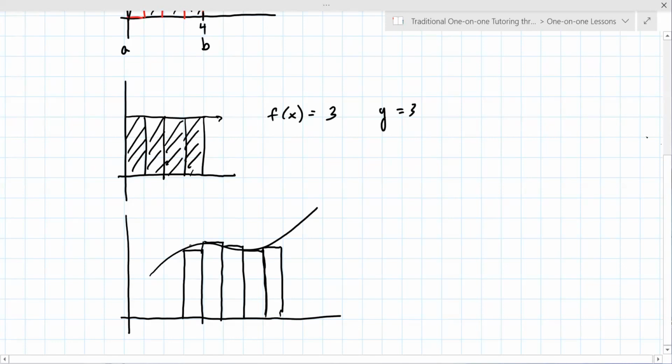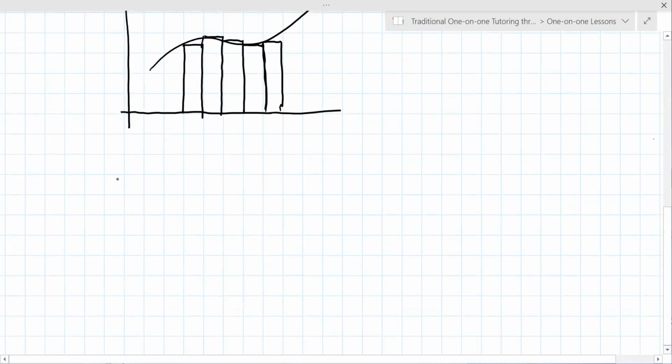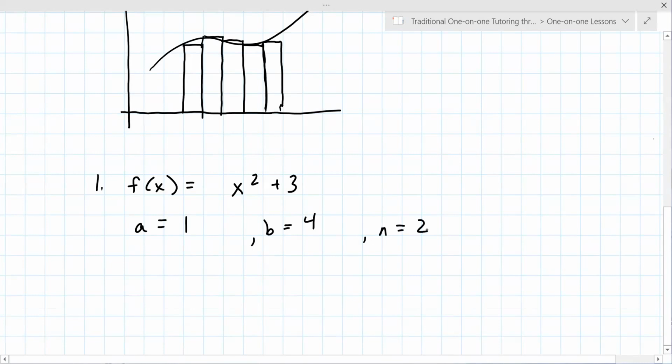The idea is that the more rectangles you have, the better the approximation is. But you can't just add rectangles. They have to give you the number, don't they? They have to tell you how many. So a fundamental part of this is that you have to be given some things. I have to say, okay, f of x equals x squared plus 3. I have to say a equals 1, b equals 4, and n equals 2. I have to give you all that information. All of these things have to be given to do this.